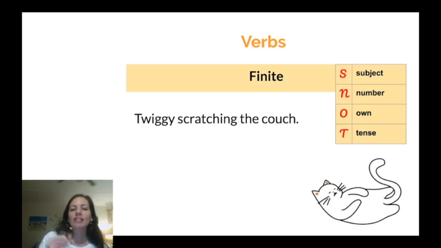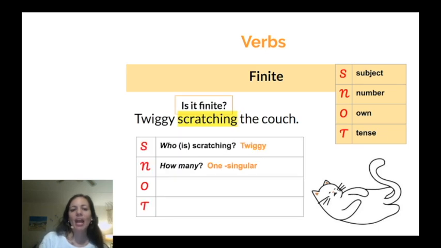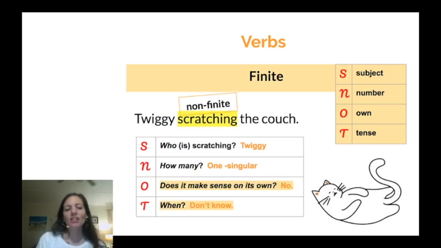What about Twiggy scratching the couch? So now I've inserted a subject. Can I say that I therefore have a finite verb? Well, we're still looking at the verb scratching. And if we look at this verb, we can say, well, who is scratching? We'd say Twiggy. How many? Maybe you'd want to say, well, it's singular because of Twiggy. But in the previous example, I showed you that actually that isn't the case. Is or are would actually give it that singular or plural. But for now, we're going to say, yes, maybe from Twiggy, I could say that I knew it was for a singular subject.